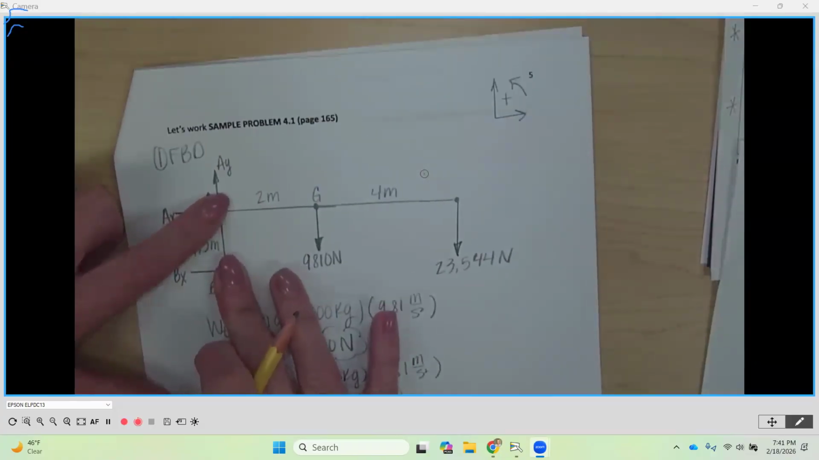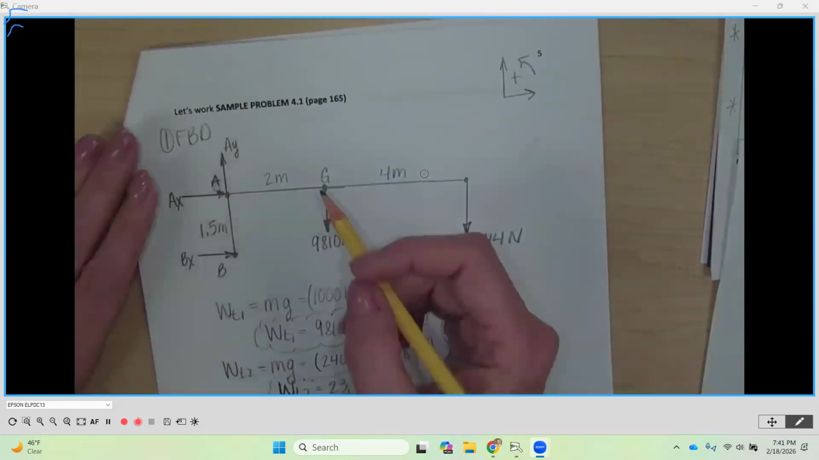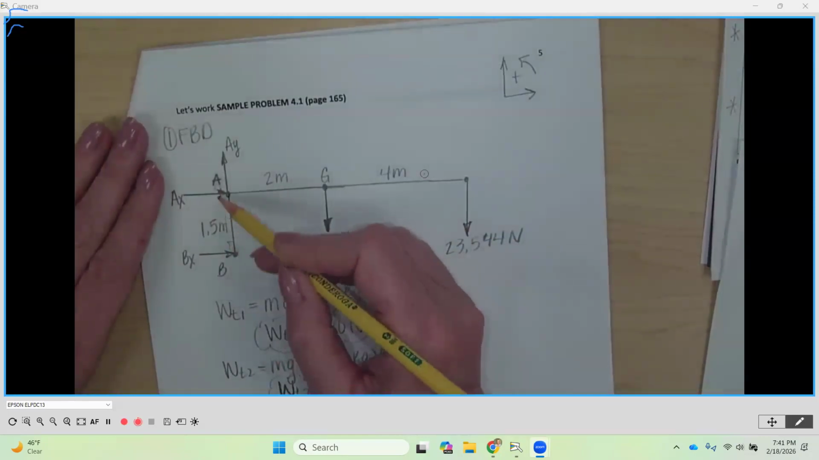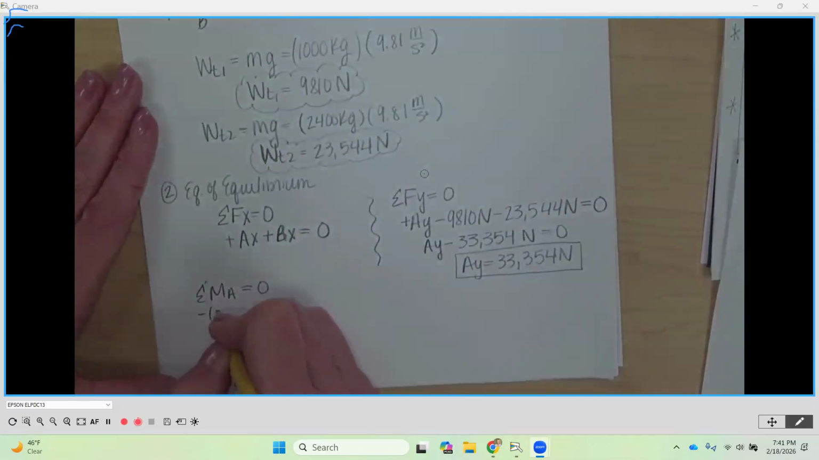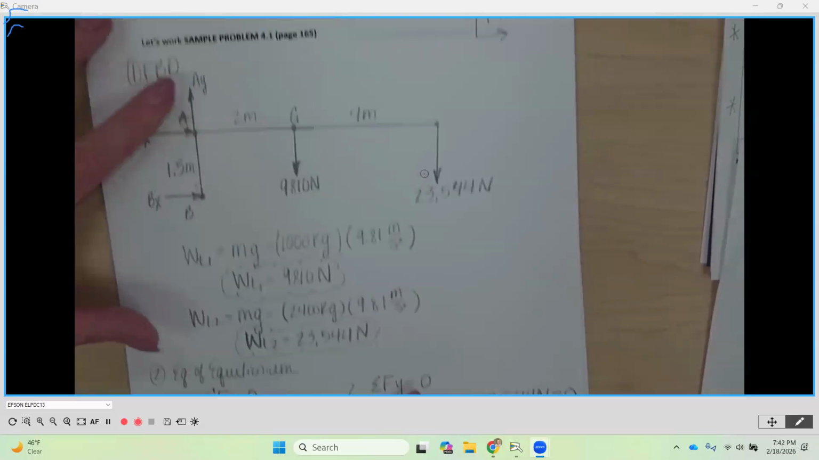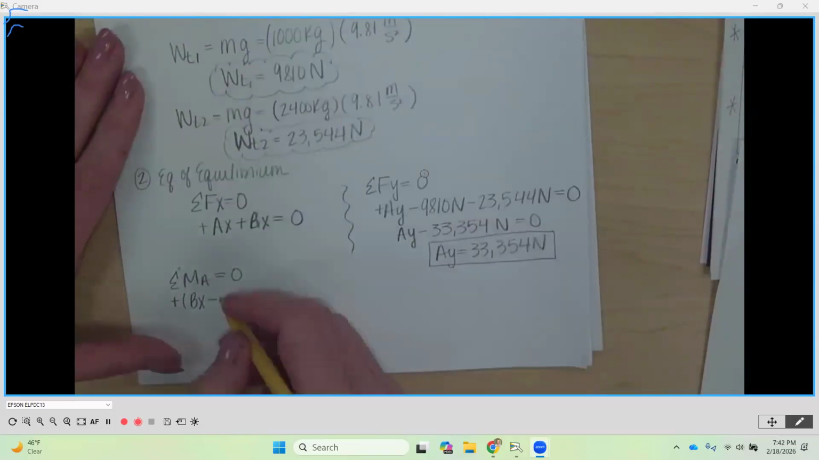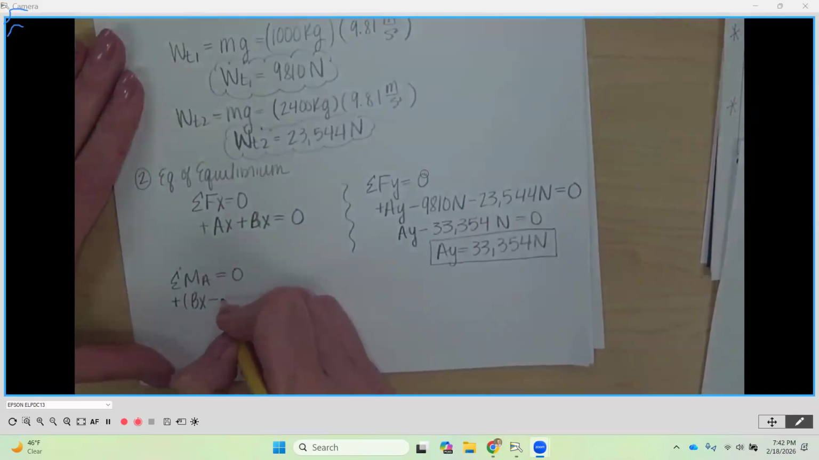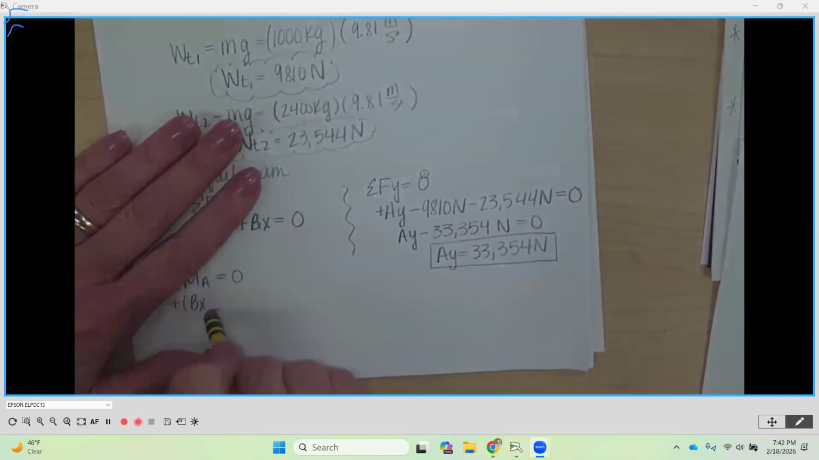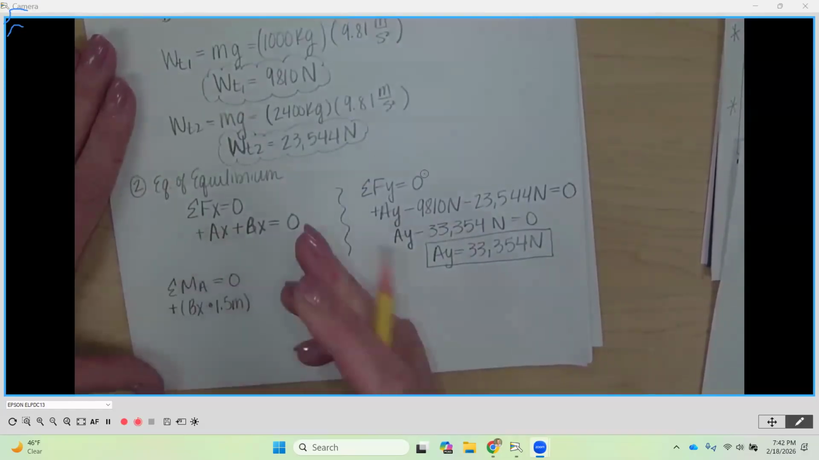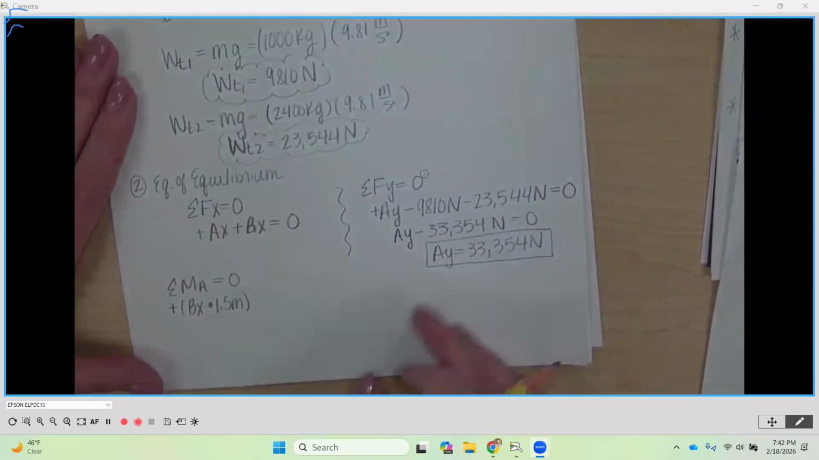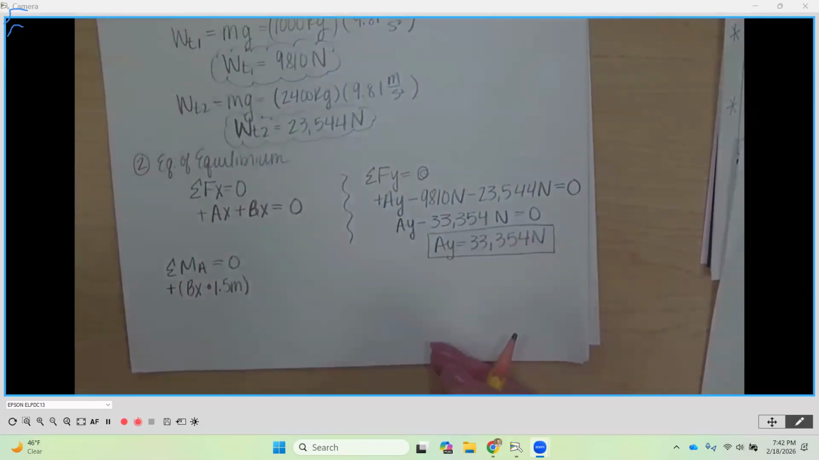And it's going to rotate counterclockwise, and it is offset perpendicular distance from A of 1.5 meters. So I'm going to have a negative Bx, no, I'm sorry, positive Bx out front because it's going counterclockwise. Positive Bx times 1.5 meters. This might be my clue that this is the last example I should do tonight, right? I think so. I think for all of our sakes.